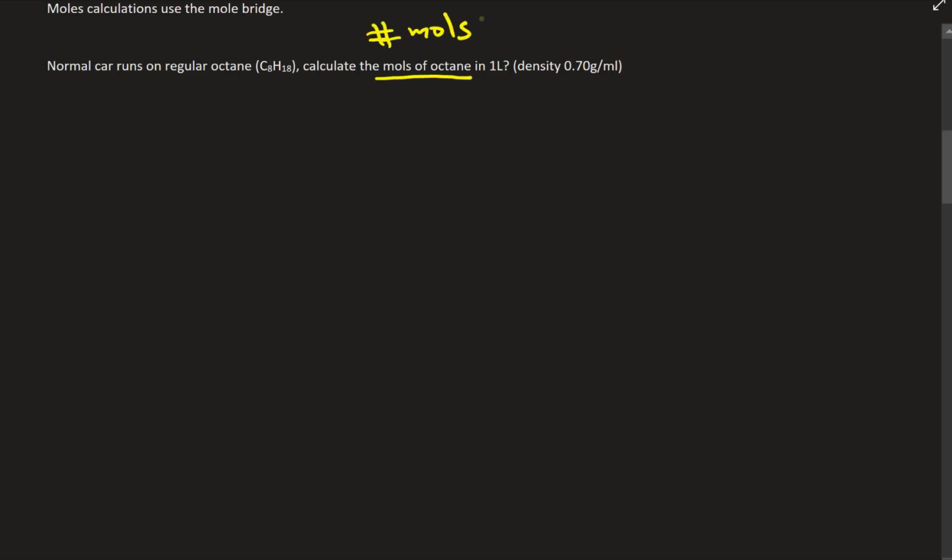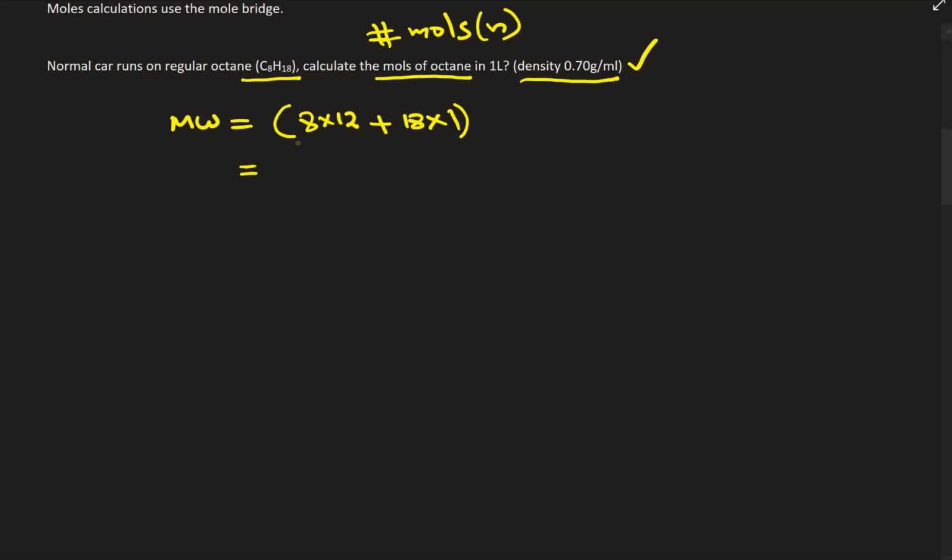Hello there. We're going to do mole questions today. So we are given the density and we are given the liters, and octane is the normal gas that we pump to the car. That's the molar mass we can calculate. 8 times the carbon's 12, plus 18 times 1 for the hydrogen. So that comes together to 114.23 grams per mole. So the molar mass has to be kept separately calculated because it's a simpler one.